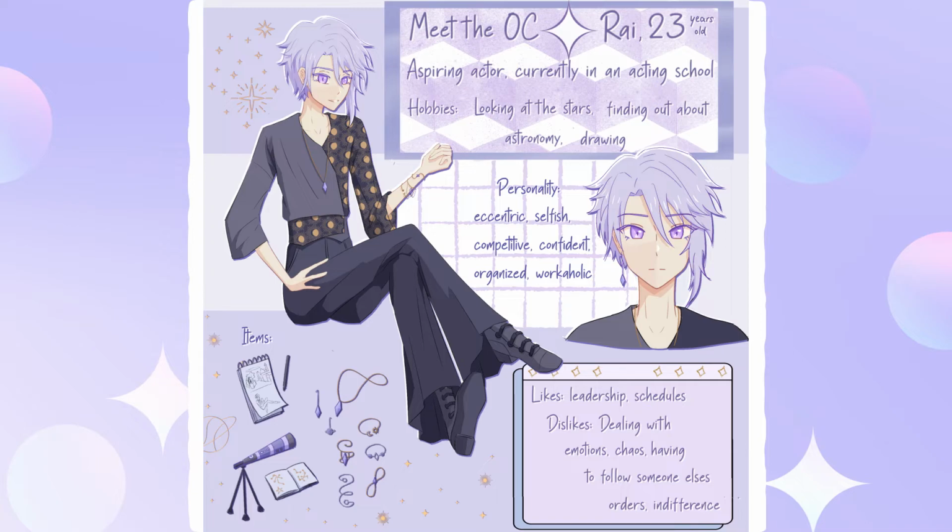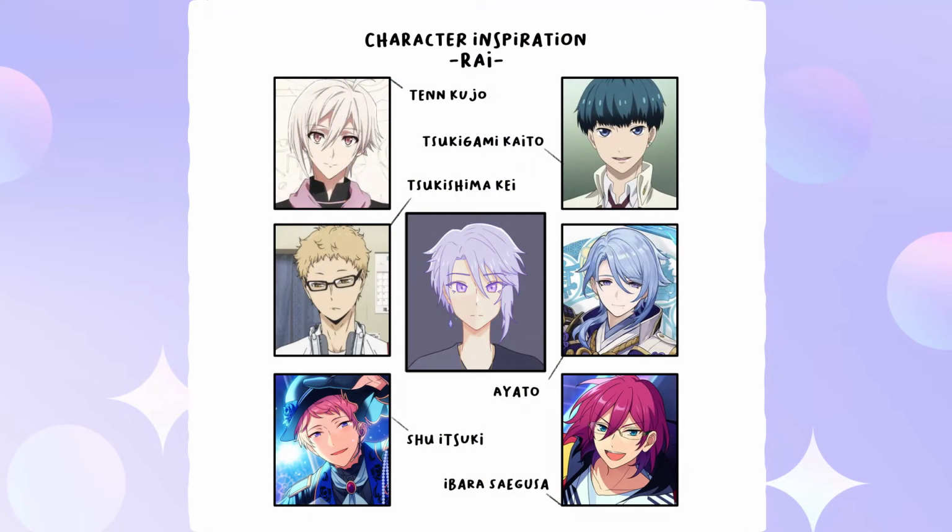For Rai, the fruit he would represent or be inspired by is a grape, probably a purple grape, since his color is purple. And lastly, some characters that he would be inspired by are Tsukishima from Haikyuu, Ten Kujo from Idol 7, Ayato from Genshin Impact, Tsukigami from Starmie, and lastly Ibara and Shu from Ensemble Stars.